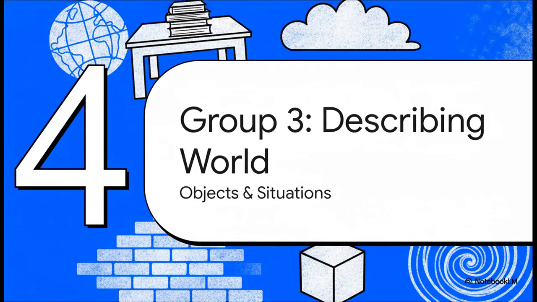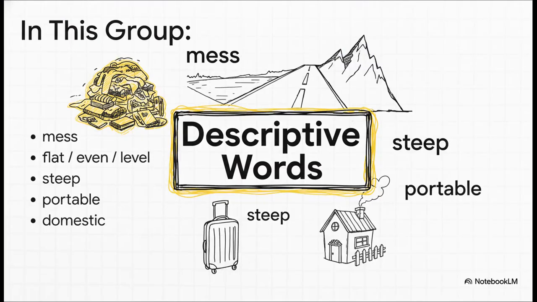Okay, for our last group, we're talking about words that help us describe the physical world around us, the condition of things, different surfaces, and objects. These are words you'll use every single day. And getting the little differences right will make your description so much clearer. So here we've got words to talk about a messy room, the ground you're walking on, and just the general nature of things. Let's start with a super common one that's actually more interesting than you'd think, mess.